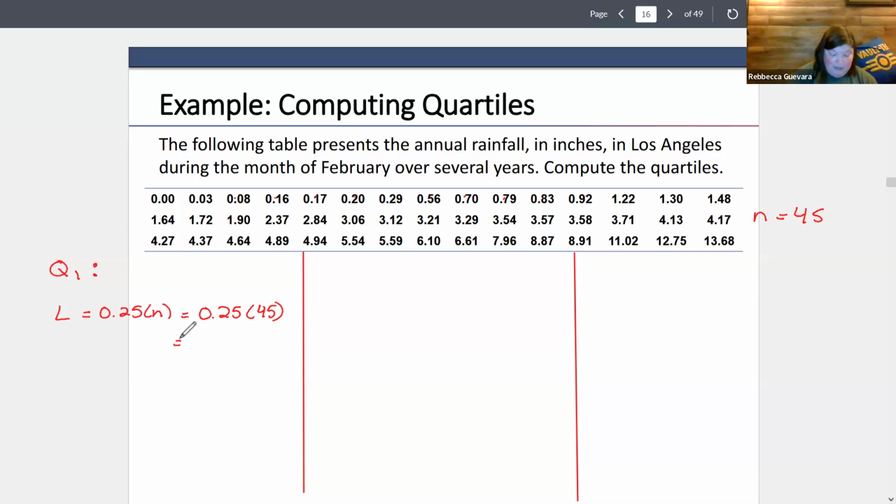I definitely remember this isn't a whole number. So we get 11.25. Because it is a decimal, we're going to round this up to 12. So Q1 is the 12th number in the data.